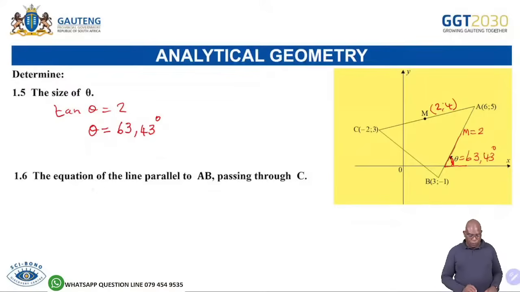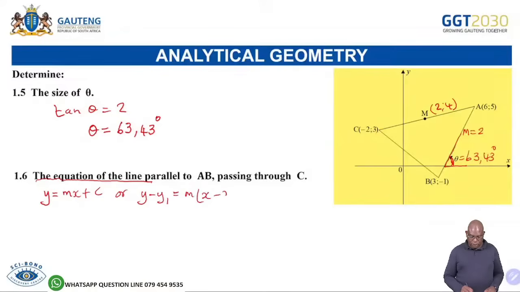So now they want the equation of the line. Once I see the words equation of the line, then I know it's a straight line in this case. So the equation of the line is y equals mx plus c, or y minus y1 equals m into x minus x1. I know your teachers love this, the y minus y1, because it's easy to use. It takes you directly to the equation.